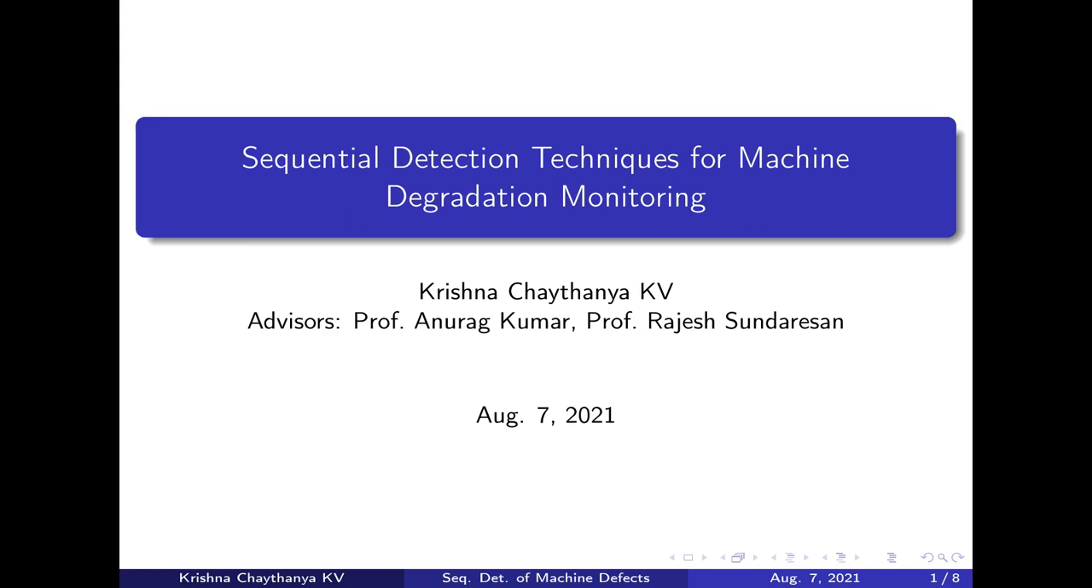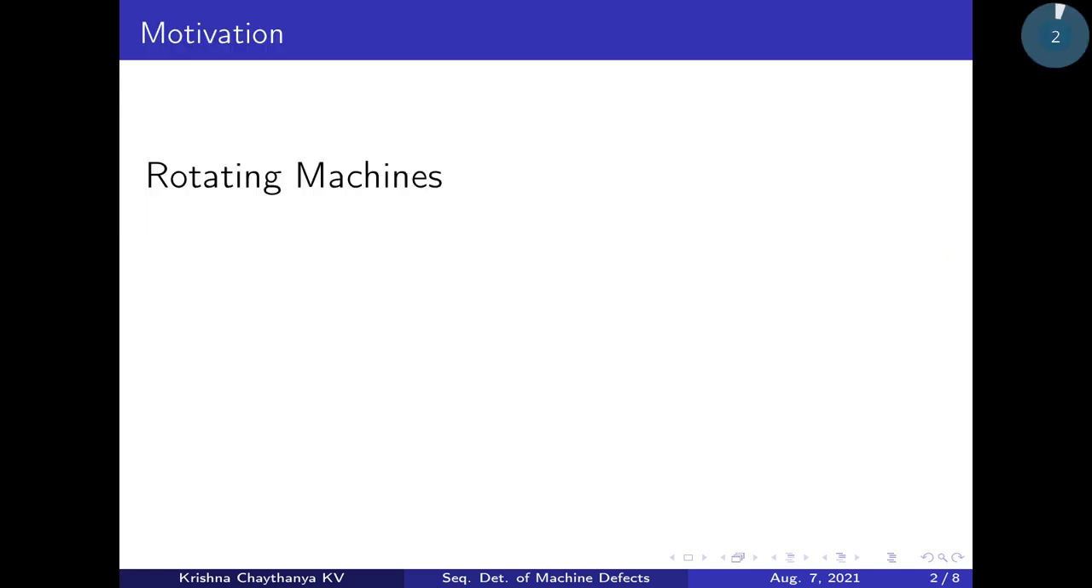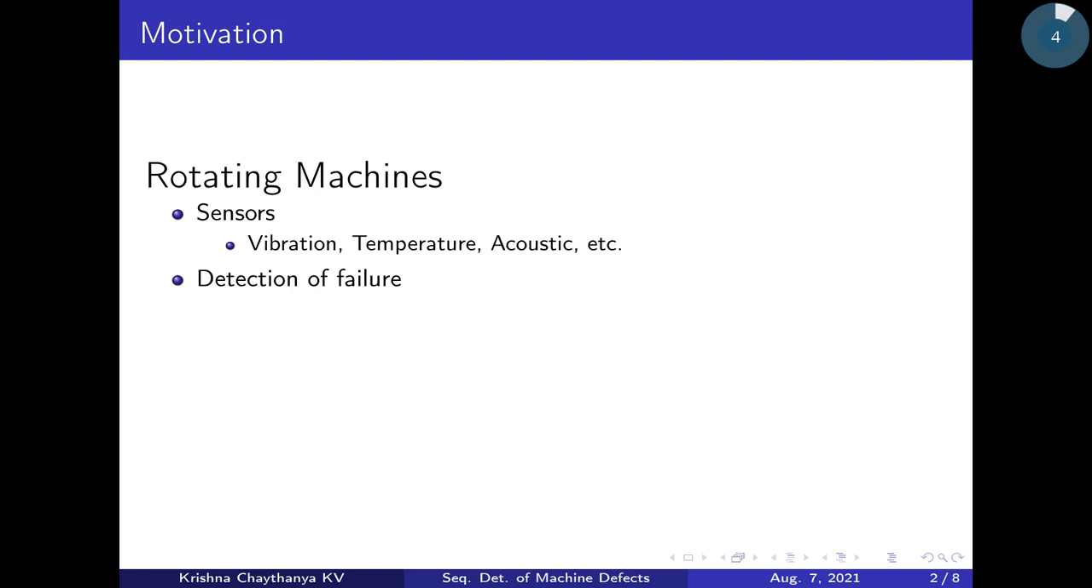Our work is on sequential detection techniques for monitoring the degradation of machines. Our emphasis is on rotating machines found in virtually all factories and industries. The health parameters of such machines are monitored by sensors which measure the vibration, temperature, and acoustic signals from the machine. The signals can be used to detect onset of failure in the machines.